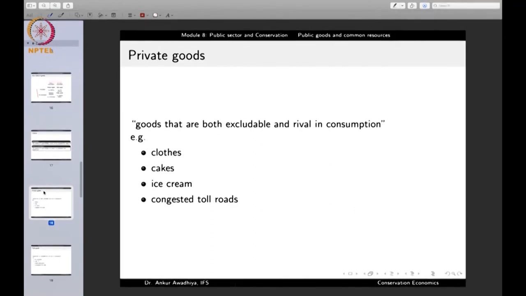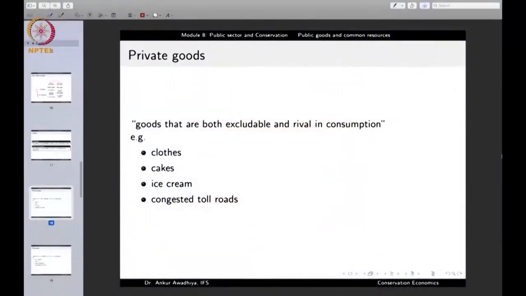So if I have a cake and if I eat up this cake, then less of this cake is available for you to eat. So it is a rival in consumption. The more I eat, the less remains for you. But it is also excludable. I can say that this is my cake. I am not going to allow you to eat it. So it is excludable. Goods that are both excludable and rivals in consumption are known as private goods.